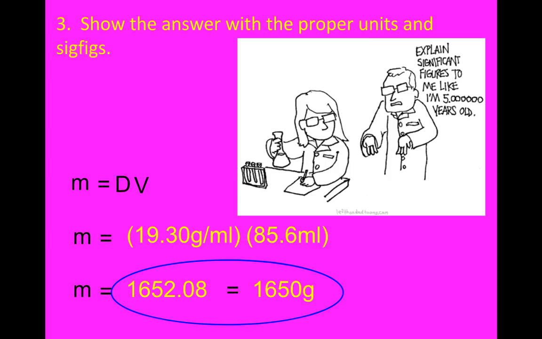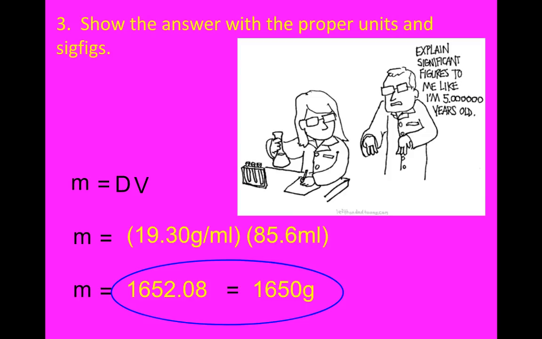Then the third step is to show the answer with the proper units and sig figs. So I do out the math, and my calculator shows me 1,652.08. I look back up at my original numbers. 19.30 has 4 sig figs. 85.6 has 3 sig figs. So I'm going to want 3 sig figs in my answer. I count over 1, 6, 5. So the 5 is going to be my last sig fig.